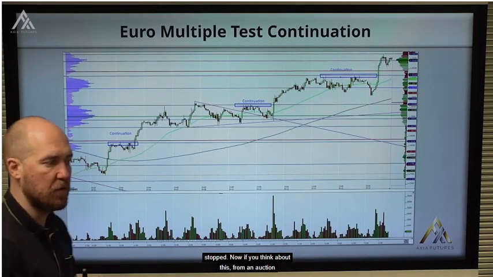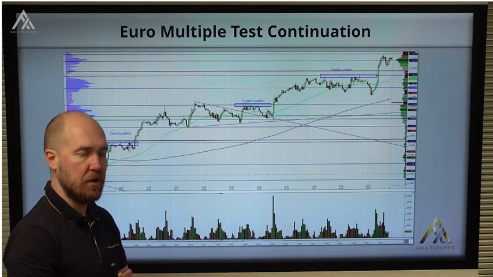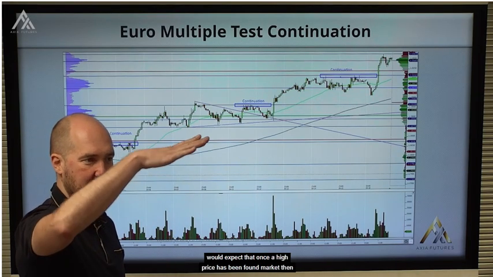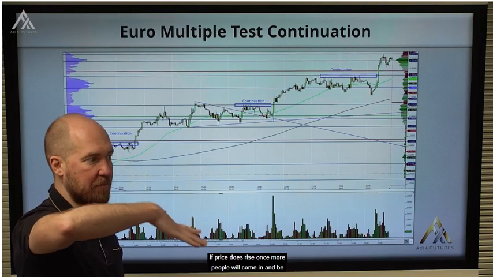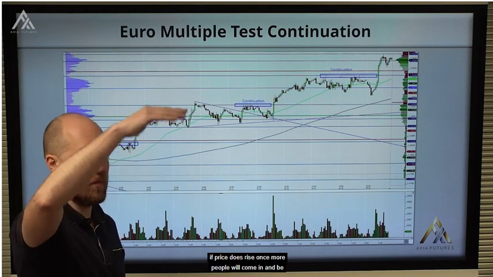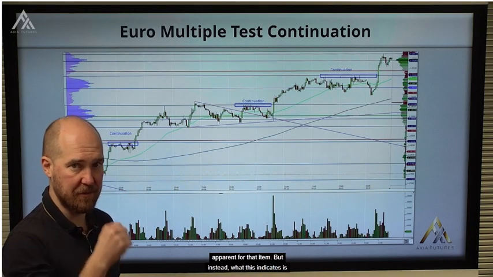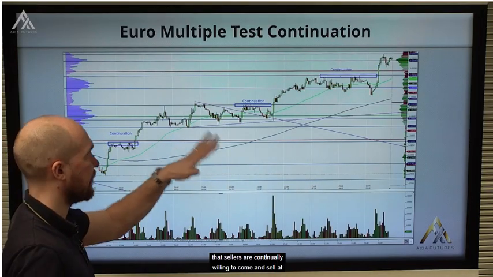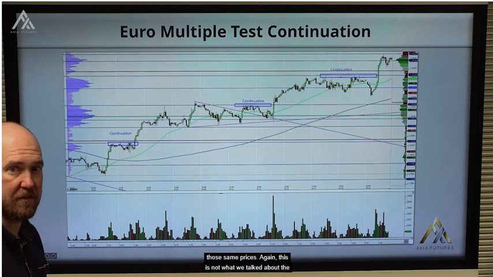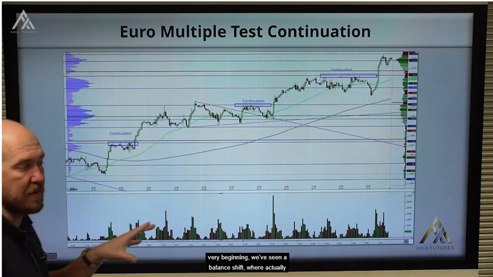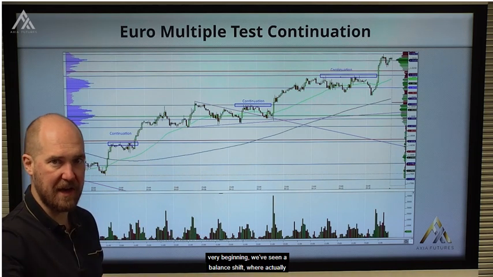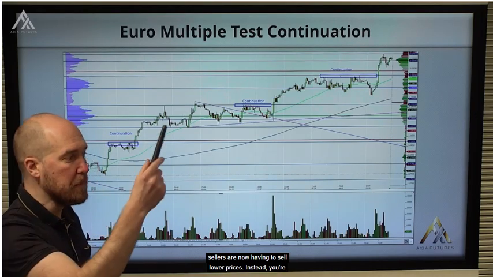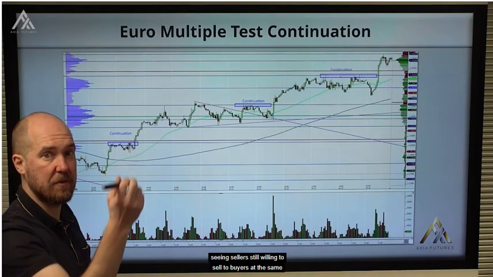Now, if you think about this from an auctioning perspective, you would not expect the market to stop at the same point. You would expect that once a high price has been found, if price does rise once more, people will come in and be willing to pay a higher price. The benchmark has been found for that item. But instead, what this is indicating is that sellers are continually willing to come and sell at those same prices again. This is not what we talked about at the very beginning, where you've seen a balance shift, where actually sellers are now having to sell at lower prices. Instead, you're seeing sellers are still willing to sell to buyers at the same price.